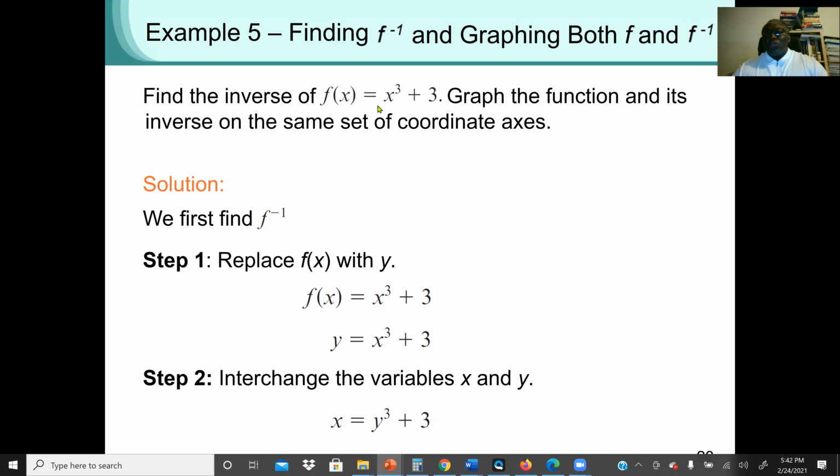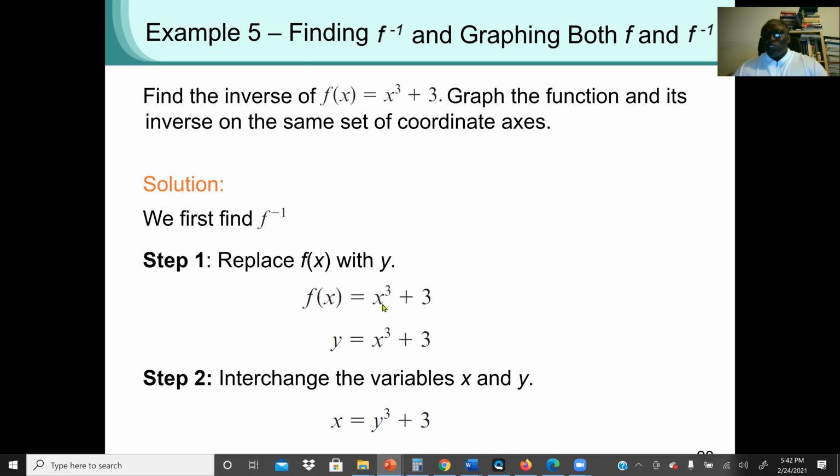So to find the inverse of this function, the first thing we do, as we did previously, is replace f(x) with y. Then secondly, anywhere I see y, I'll put x, and anywhere I see x, I'll put y. Then I'll solve for y. The answer I get for y will be the inverse of the function. That's it. So let's go.